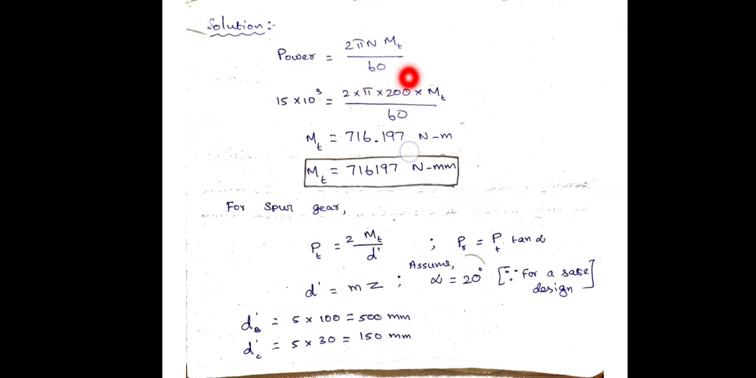So you know the formula for power. Power equals 2 pi NT by 60. T means torque, here T means Mt, the torque moment. So 2 pi N into Mt by 60. By substituting all the values, power 15 into 10 power 3 and speed 200 rpm, we can get the Mt value 716.197 Newton meter.